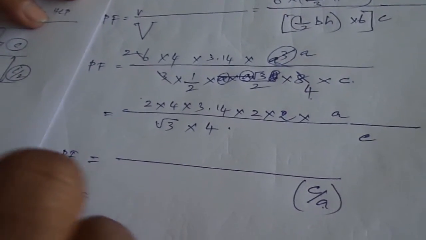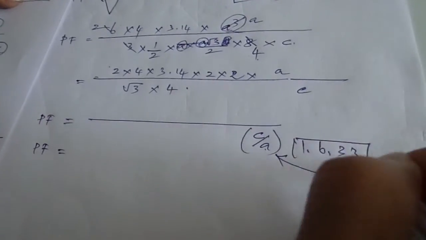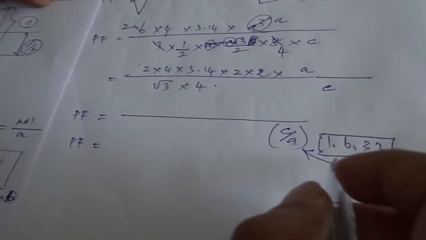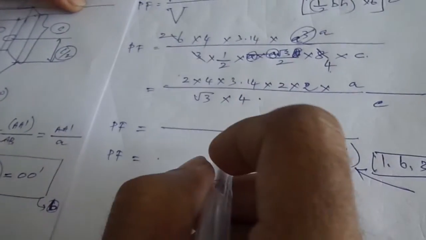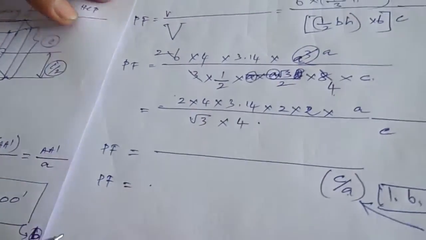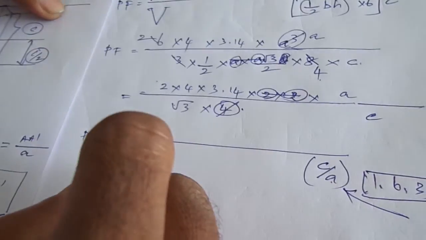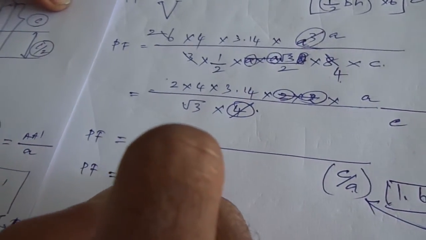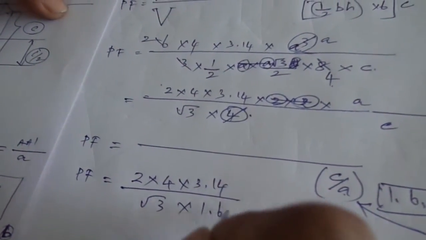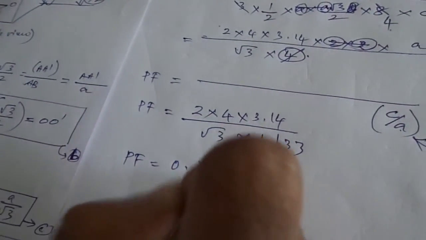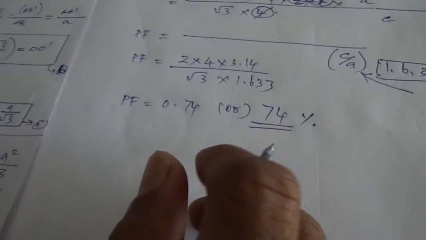So packing factor, C by A. In this C by A, I will be substituting 1.633, which was calculated earlier. Now putting all these numerical values, we have to work out. So 2 into 2, 4; 4 gets cancelled here. The remaining things are 2 into 4 into 3.14 divided by root 3 and 1.633. And it comes to 0.74 or 74%. So the packing factor comes to 74% for a hexagonal close packed structure.